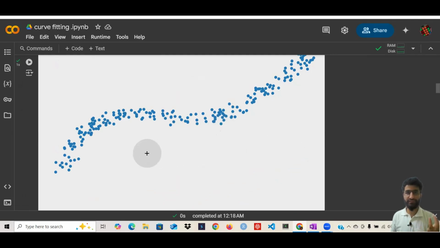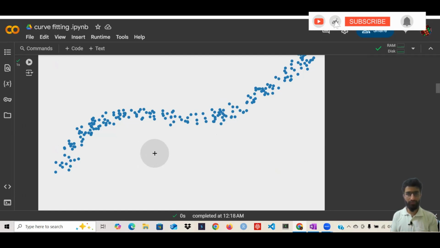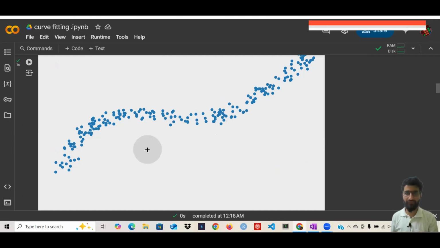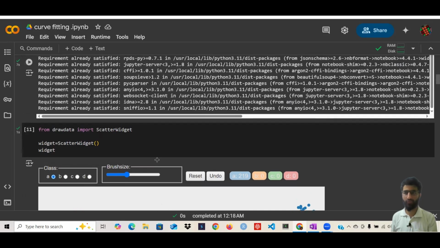Now in this case we were working on simulated data, but in real life you will be getting data which may not have this kind of structure. So in those cases you need to be very careful about what kind of model can be fitted over the data set.